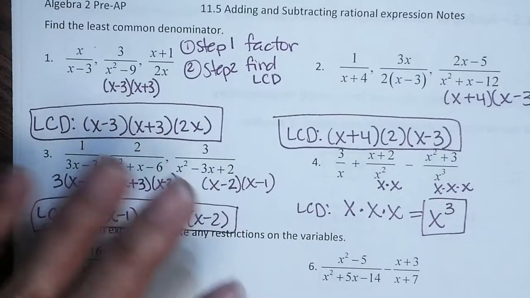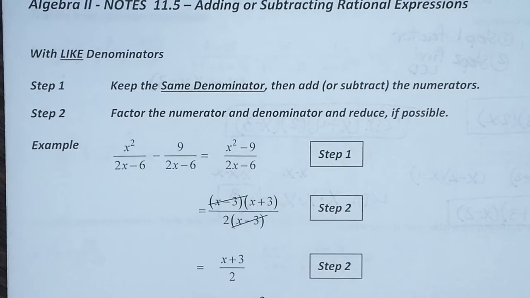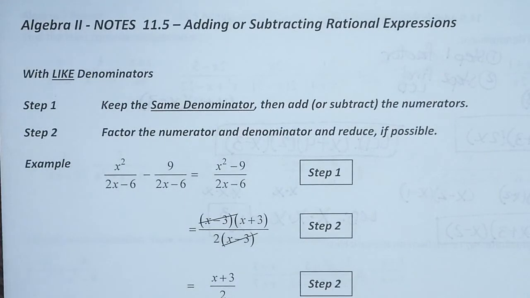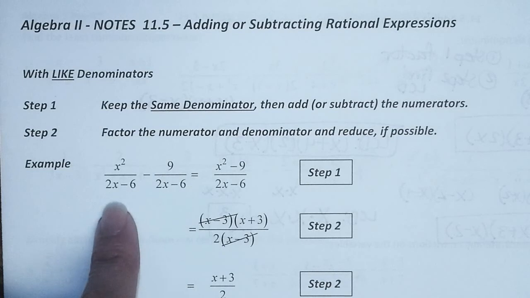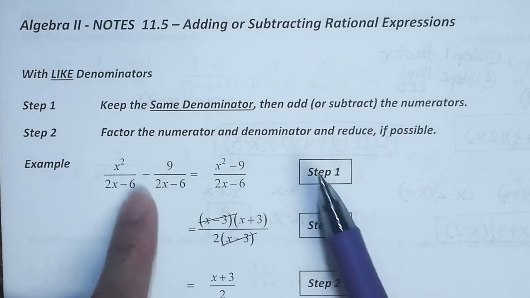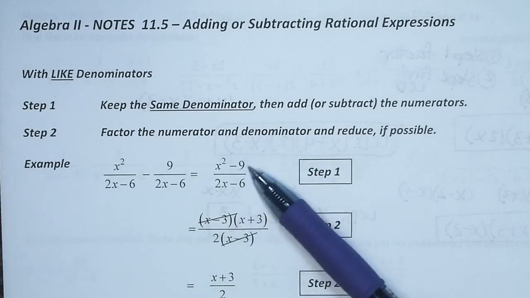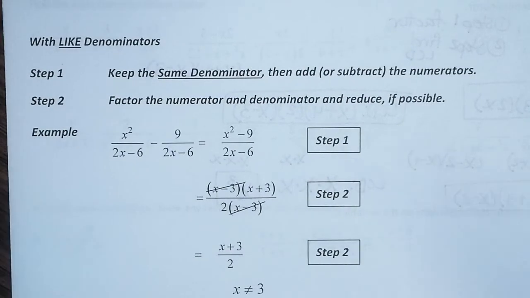On the second page of today's notes, if you scroll down, it gives you some methods on how to add and subtract these fractions. You can use this on your Delta Math quiz because it's open notes. Here's an example of how to add if you have like denominators. If your fractions had the same denominator, you would just put them together, like x squared over 2x minus 6 minus 9 over 2x minus 6. That would just become x squared minus 9 over the same denominator, 2x minus 6. And then you can simplify, like we did on Monday, and list your restrictions.